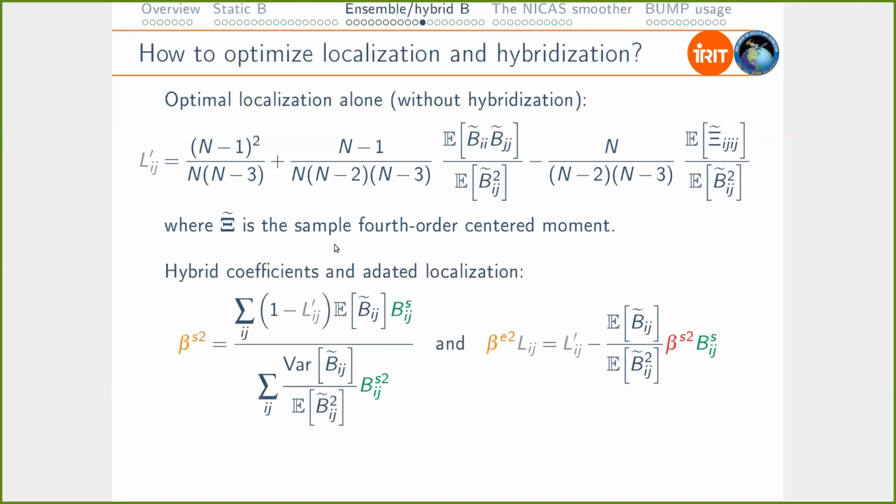We can also compute the optimal hybrid coefficients and the adapted localization for the hybrid case. And again, it's using the same kind of quantities. And so, as you can see here, there is no more star, there is no more asymptotic quantities. So it's all knowable or quantities that can be estimated with an ensemble.